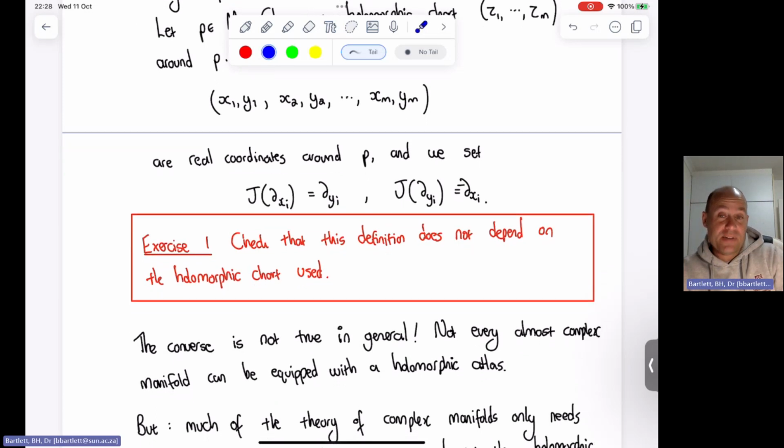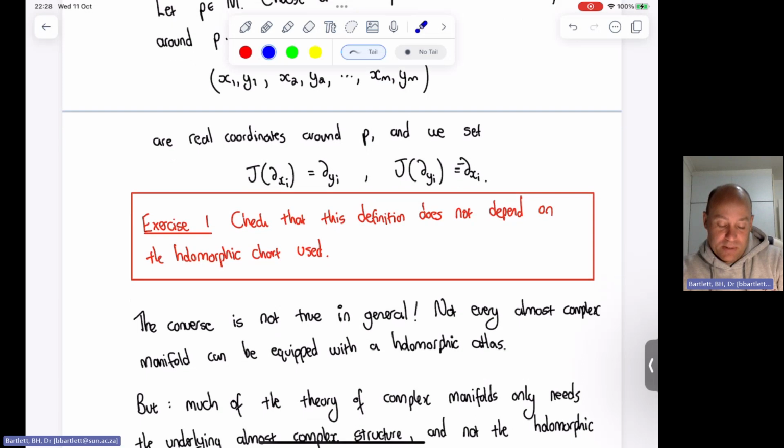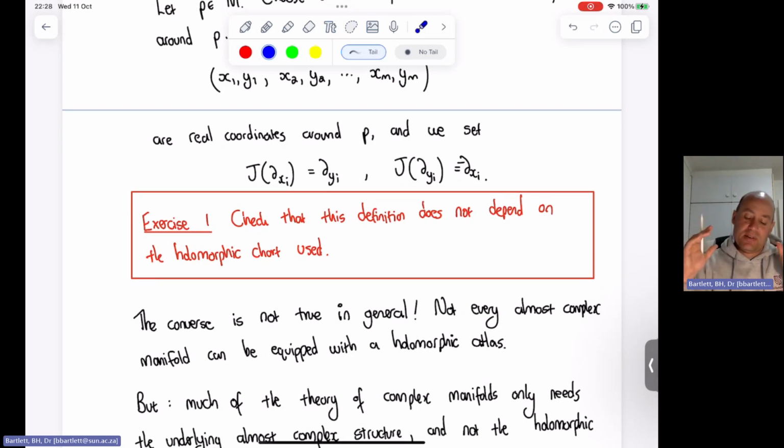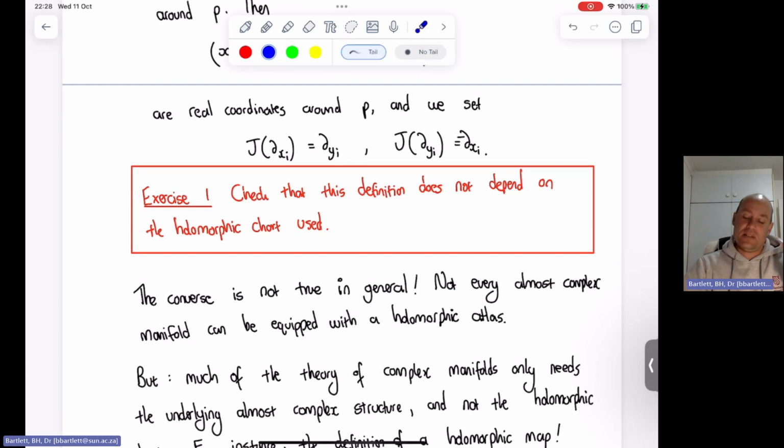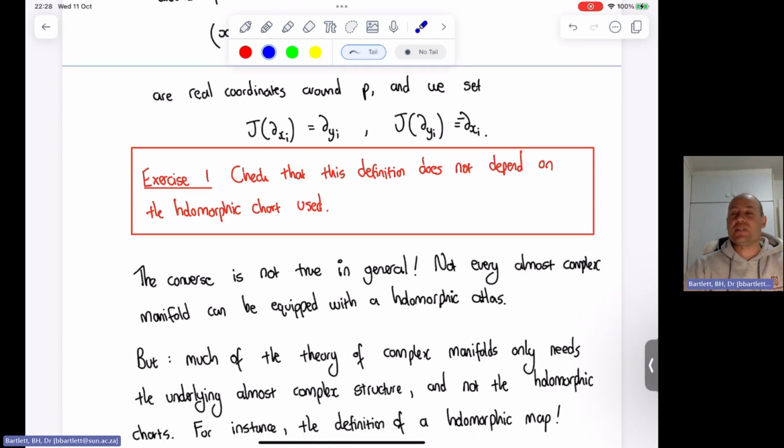It's hard to find counterexamples, but this is a very important thing to worry about. But the cool thing is that much of the theory of complex manifolds only needs the underlying almost complex structure and not the holomorphic charts themselves. So you only need the stuff that's living on the tangent space and not necessarily these charts. Sometimes you need the charts, sometimes you just need the stuff that's living on the tangent spaces. And the stuff that's living on the tangent spaces, that's this J map.